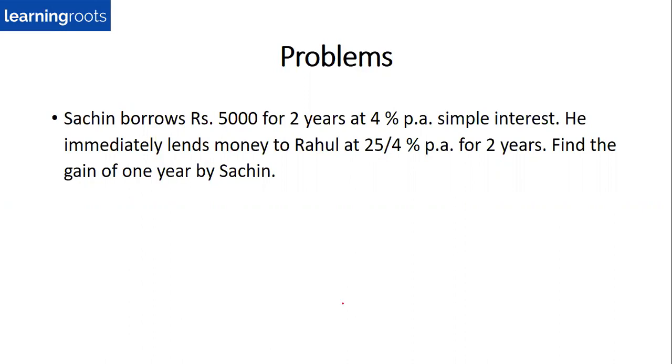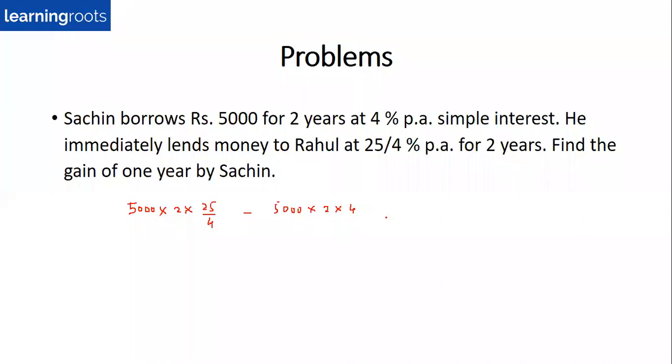Now, if you try and understand what exactly is happening, the difference in interest is what you're supposed to find. So he would have got some interest by investing it at 4%, and he would have got some interest by investing it at 25 by 4%. So the difference is what you need to find. So if you invest 5,000 for 2 years at 25 by 4, you will get some interest. Then you invest, say, 5,000 for 2 years at 4%, you will get some interest. And the difference is what you're supposed to find.